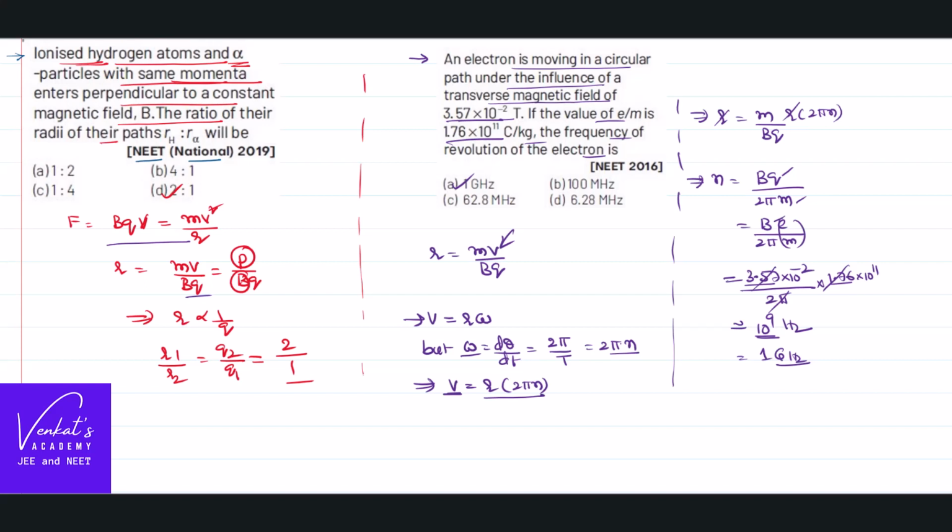So, in fact, both these problems have a simple concept that when a charged particle enters perpendicular to the magnetic field, it takes a circular path of radius this much, because its centripetal force is the force experienced by it. That is how we have to solve this kind of problems.